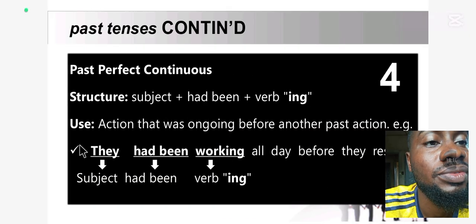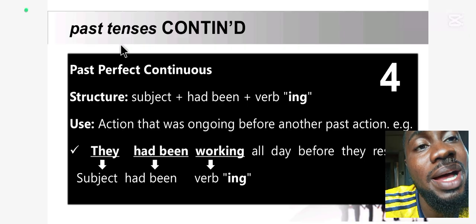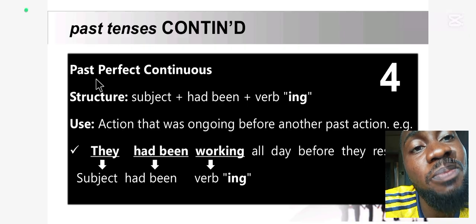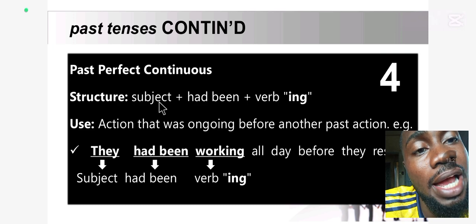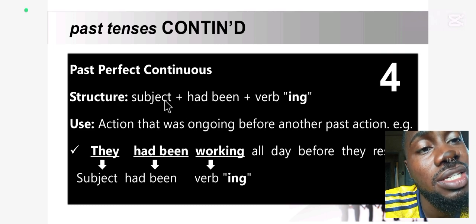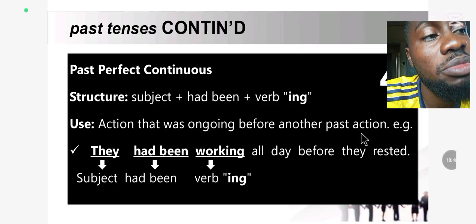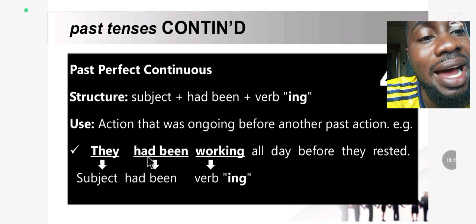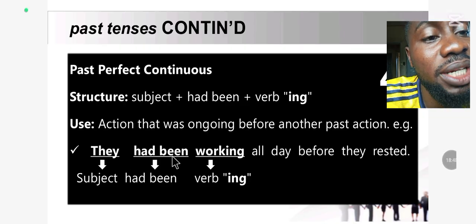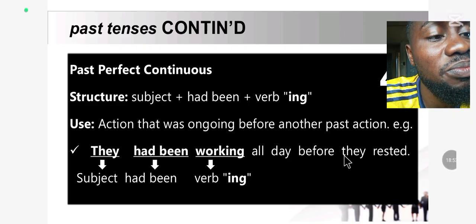Moving on, number 4, under the past tenses, the fourth form is past perfect continuous. And what is the structure like? It has a subject, it has had been, and it has a verb ending in ing. It describes an action that was ongoing before another action in the past. For example, they had been walking all day before they rested.